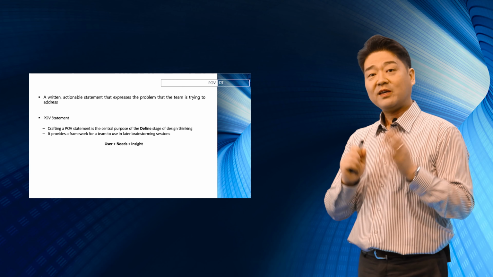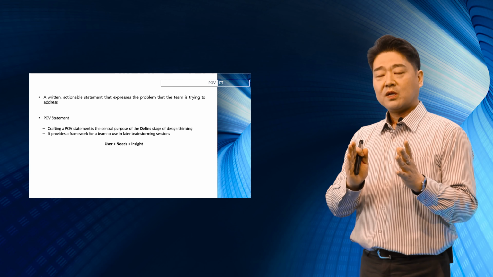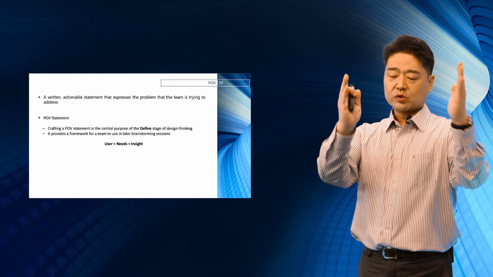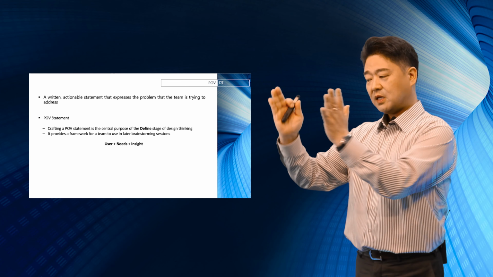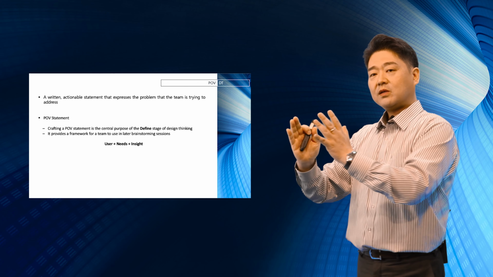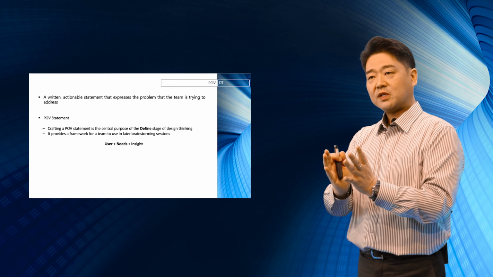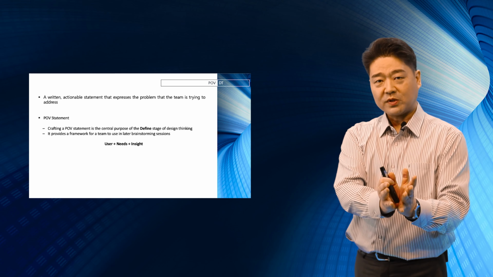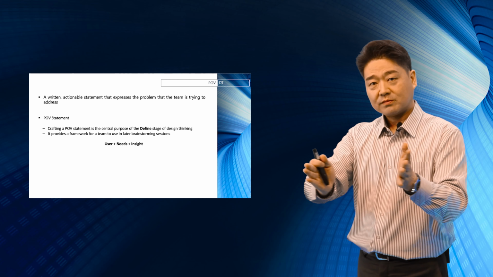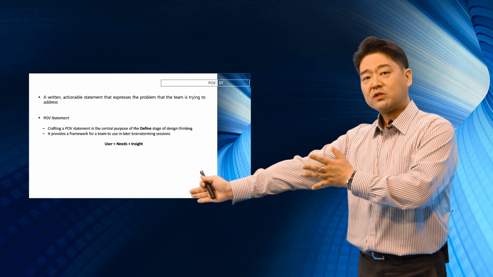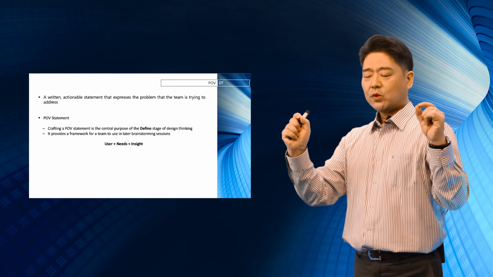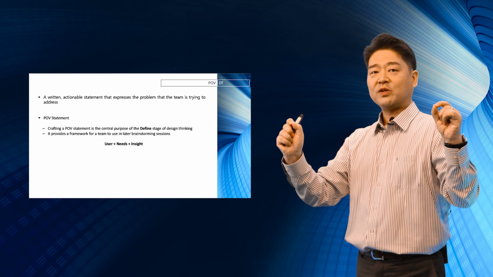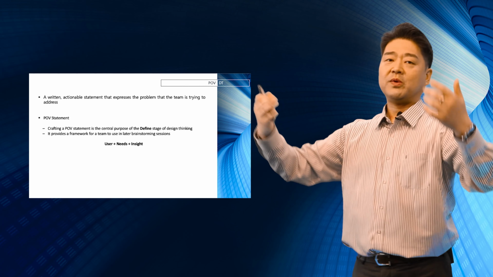Create a POV statement. And usually it's written in this way: user, needs, insight. Such and such customers need this to happen because ABC. It is written this way. In order to come up with that one statement, you go through this entire empathy stage.